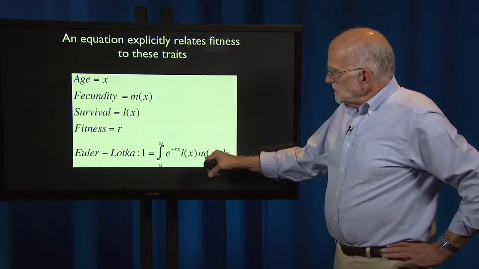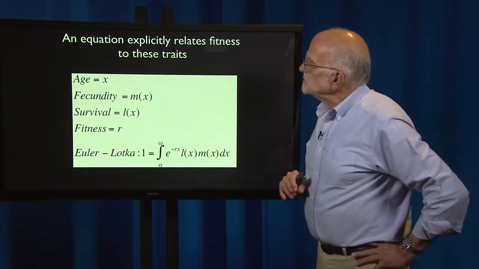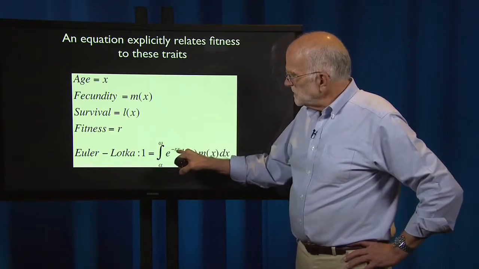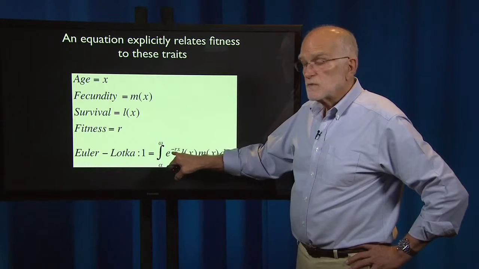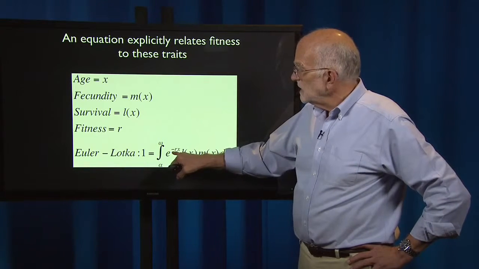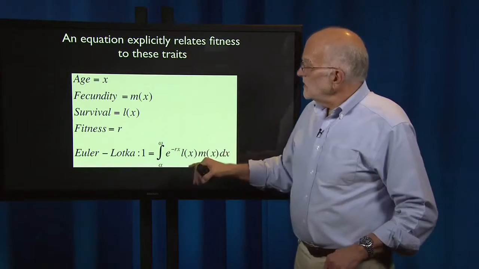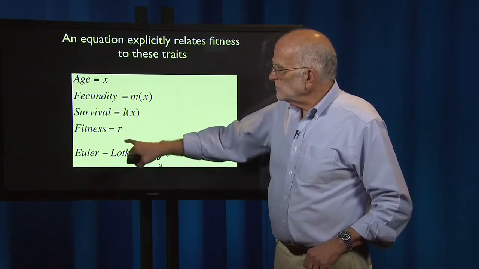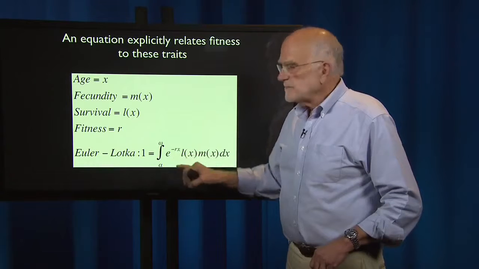There is an equation down here, which probably looks a little formidable. It's the Euler-Lotka equation. It explicitly relates fitness to these traits. Now in this equation, fitness is this thing here, little r. That's the rate at which a variant will grow in the population. And in a stable population, this relationship between age, fecundity, survival, and fitness can be shown to be true.